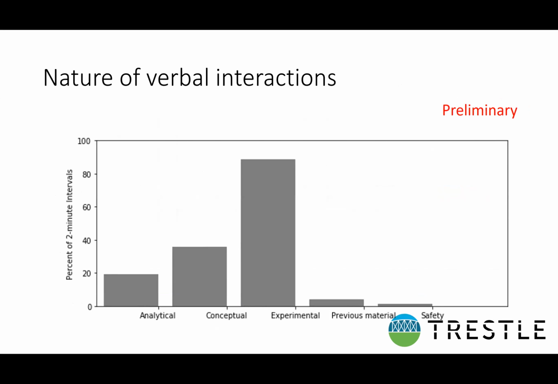So this last plot is the nature of verbal interaction in 5 different categories, and the y-axis is the percentage of 2-minute intervals. As expected, the percentage of time spent talking about experimental dominates compared to analytical or conceptual. In the original LOPUS publication, they found that the nature of conversation is related to what type of lab activity each lab is doing, which is as expected.